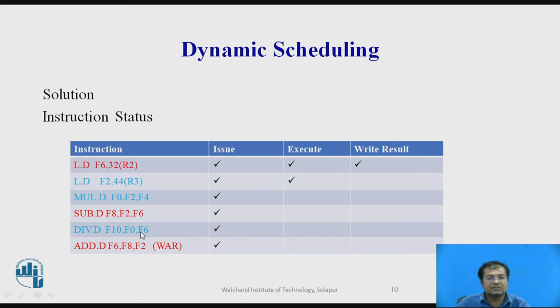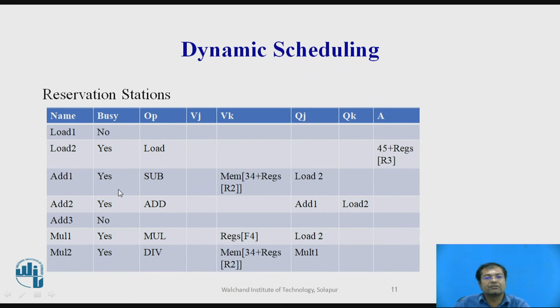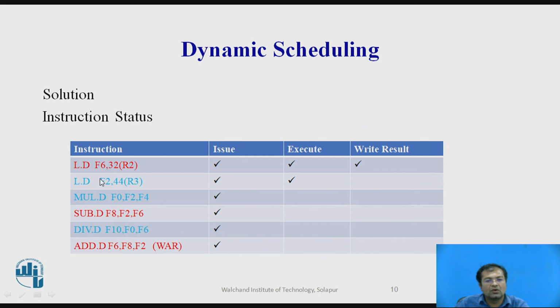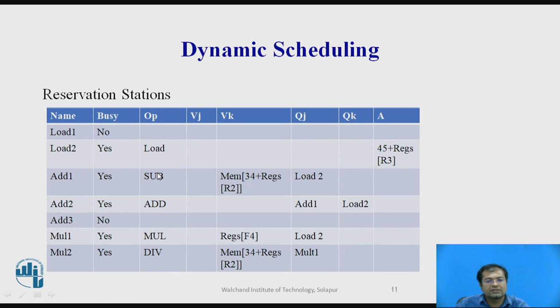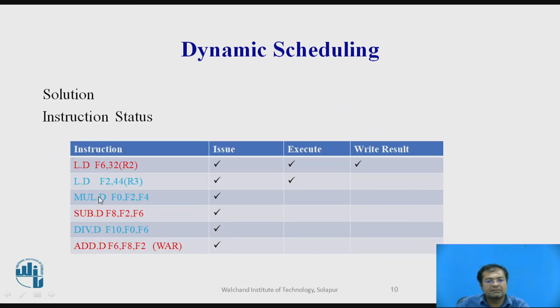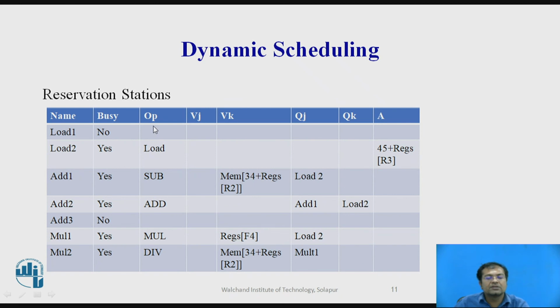And the division, F0 by F6, with the result stored in F10. So what is F0? This multiplication. If this result is available, then the next immediate instruction supposed to execute is the one using F0, and hence the order is going to be modified, not in this order. It will execute like this: load, then subtract, load, then subtract, then addition, load, subtract, then addition, then multiplication, then division. So this is the order of operations that is going to take place.